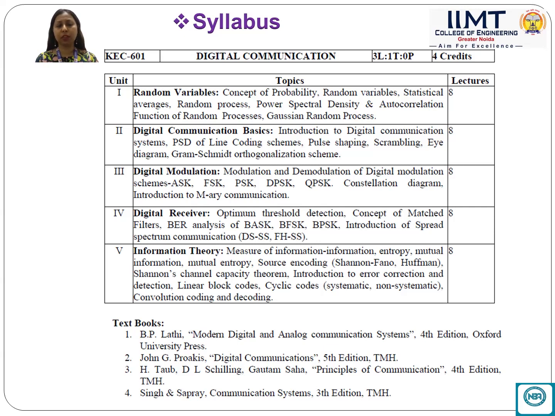In our last unit, unit fifth, they are mainly describing information theory. The topics to be covered are measure of information, entropy, mutual information, then mutual entropy, source encoding, and there are different techniques: Huffman coding, Shannon coding. After that, introduction to error detection and correction, then linear block codes, then cyclic codes, and after that, convolution code and decoding.